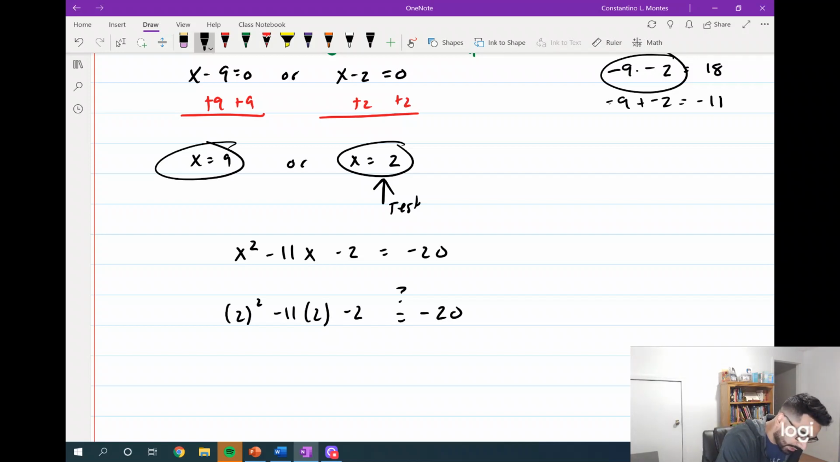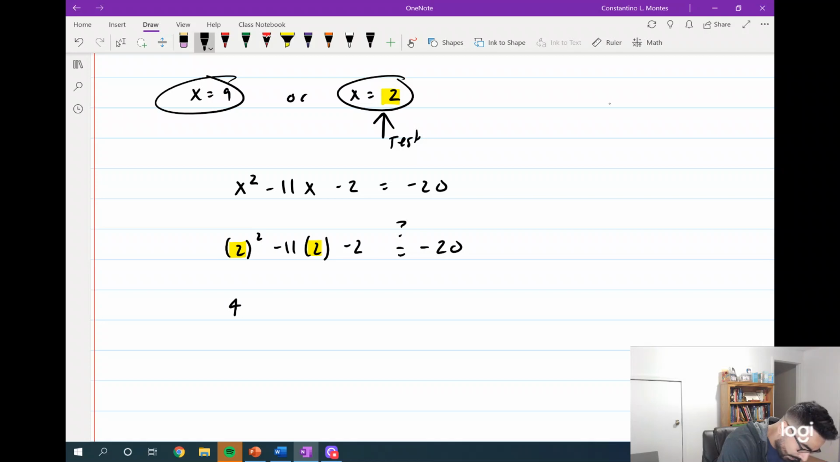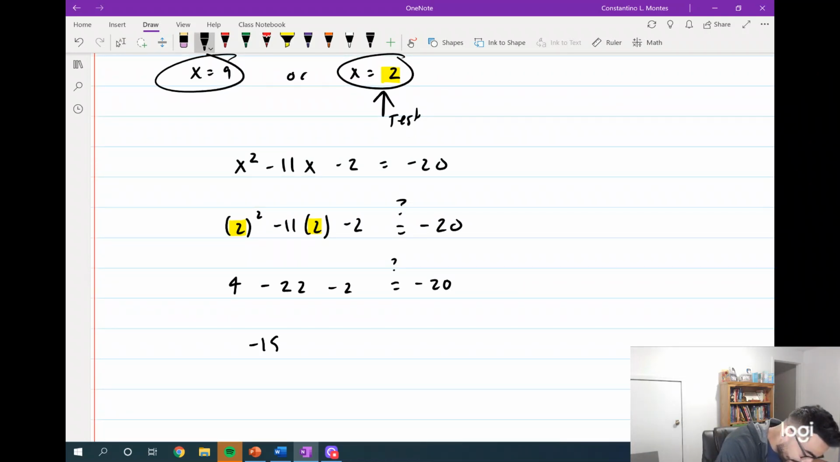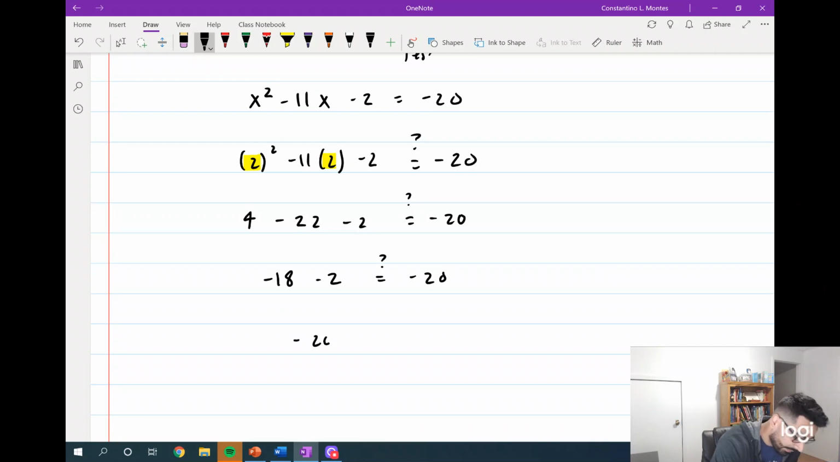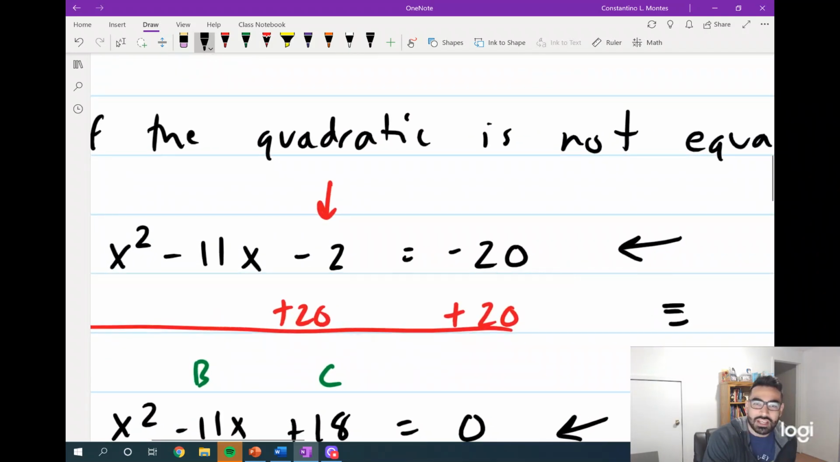Let's highlight some things. This is what I'm testing. Plug it in there and there. Everywhere I see an x. 2 squared is 2 times 2, which is 4. Minus 11 times 2 is 22. Minus 2, is that equal to negative 20? 4 minus 22 is negative 18. Minus 2, is that equal to negative 20? Negative 18, and you subtract 2 more, you should end up with negative 20 equals negative 20. And look at that. We just solved a quadratic equation where we weren't equal to 0. We just have to be a little bit clever about how we do it.